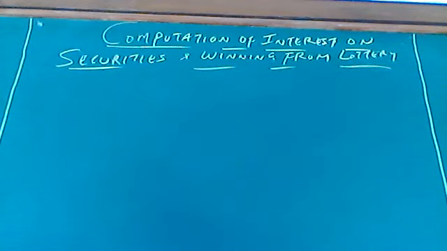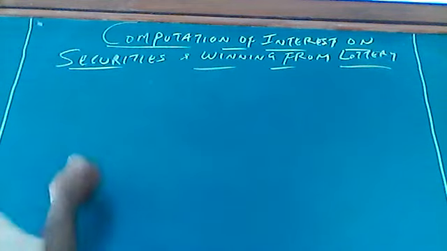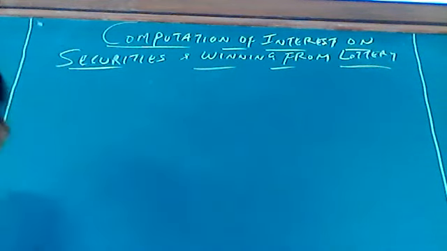So, today we will learn the formula for how to calculate interest on securities. There are two types of securities: tax-free and less tax. Tax-free, we have government security and private or commercial security. Similarly, less tax, we have government security and commercial or private security. How to compute interest? We will learn the formula first before doing any problem.